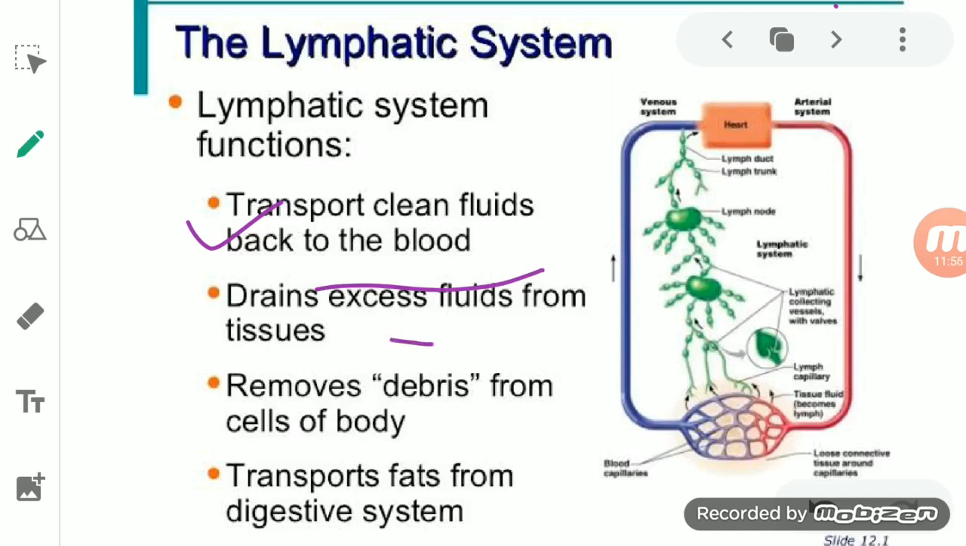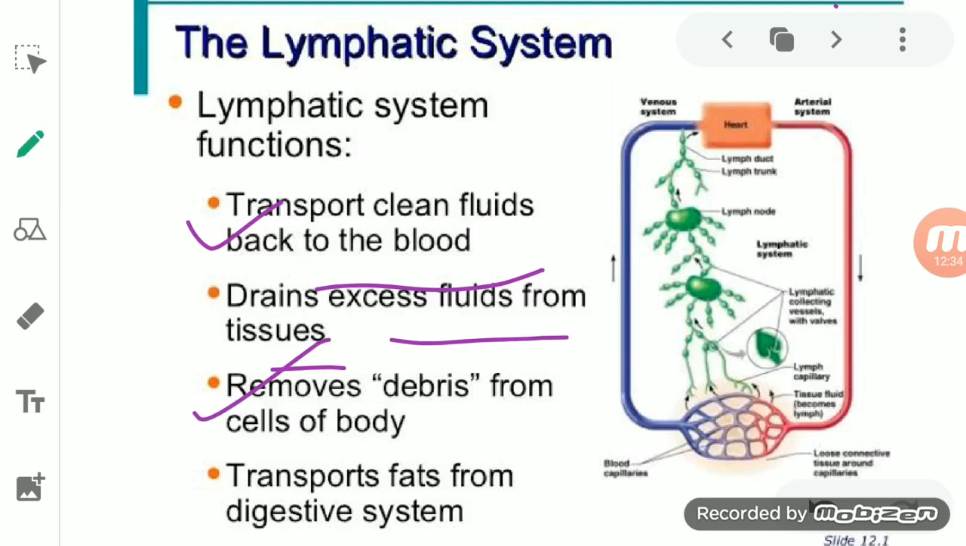Then it drains excess fluid from the tissues. So it brings carbon dioxide and nitrogenous waste from the tissue fluids back to the blood. So the basic function is that it transports the nutrients, the carbon dioxide and the other fluid back to the blood. Then the next one is that it removes debris from the cells of the body.